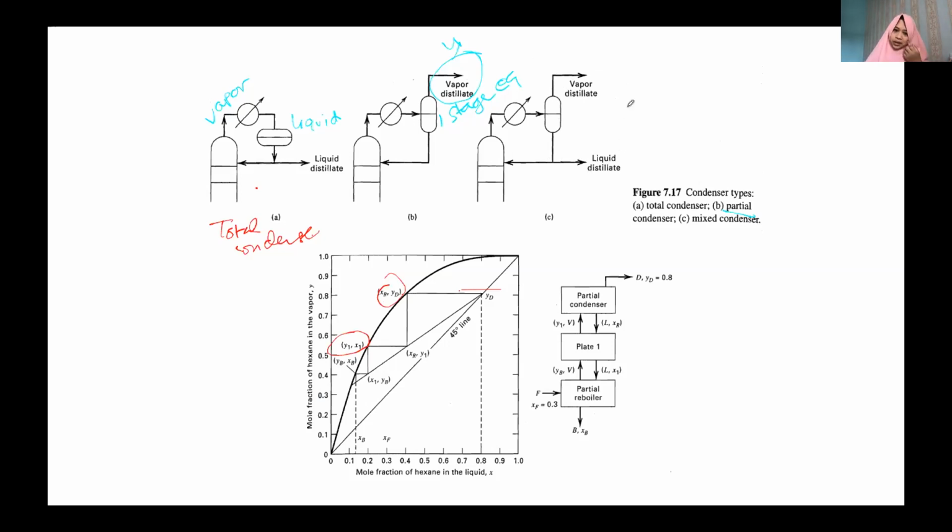Okay, so this is also a schematic. Wait for me. Sorry, because everyone is just shouting.